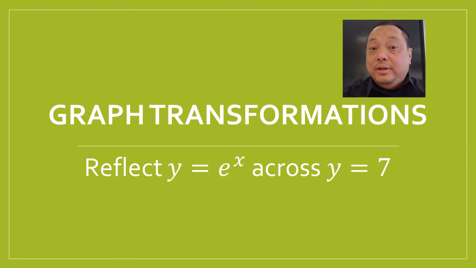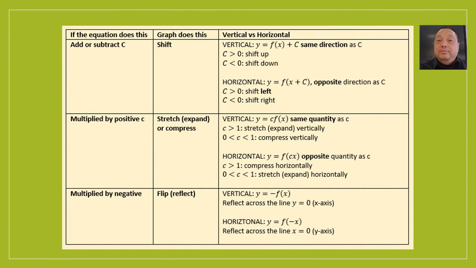Hi, in this video I'll show you how to use the methods of graph transformations that you've learned in algebra or pre-calc to solve this problem of writing the equation after you've reflected y equals e to the x across the line y equals 7. In pre-calc and algebra, you learn about reflecting across the x-axis or the y-axis, but not reflecting across a different line. So first, let's review the rules of graph transformation.